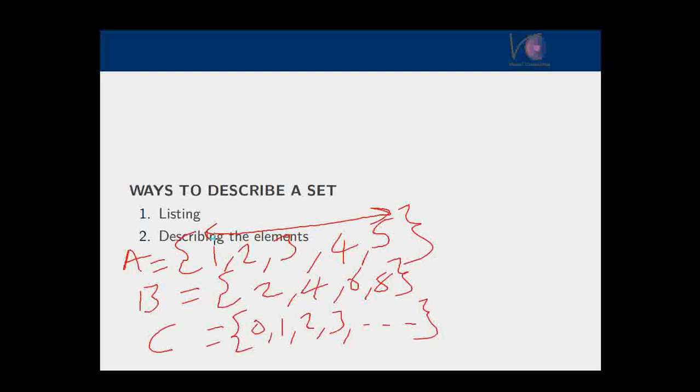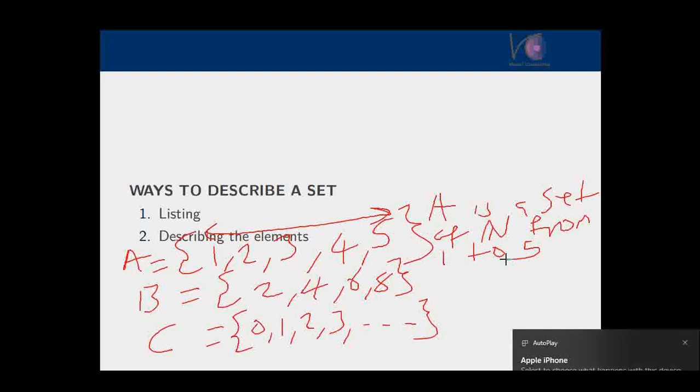So using the second method of describing a set, you just say that set A is a set of natural numbers. Let's use this N to describe the set of natural numbers from 1 to 5. Remember, there are so many natural numbers. You need to be explicit where you describe what you can see. So we are having a set of numbers from 1 to 5.